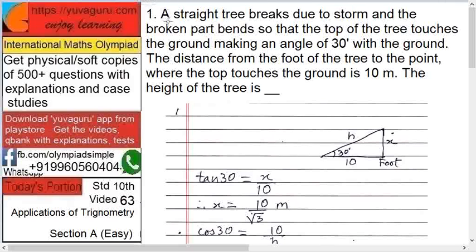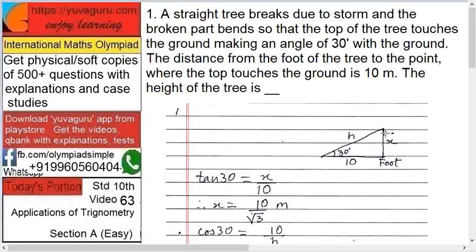Let's start. A straight tree breaks due to storm and the broken part bends so that the top of the tree touches the ground, making an angle of 30 degrees with the ground. The distance from the foot of the tree to the point where the top touches the ground is 10 meters. Then the height of the tree is, see this.